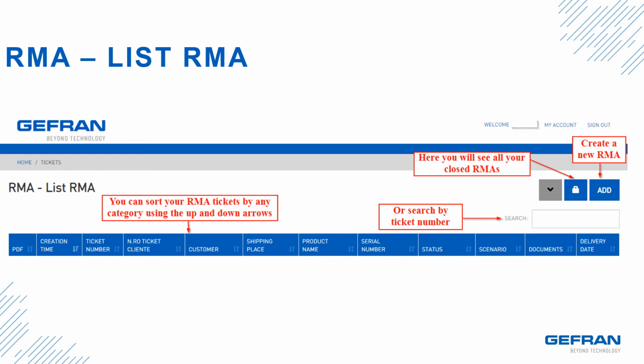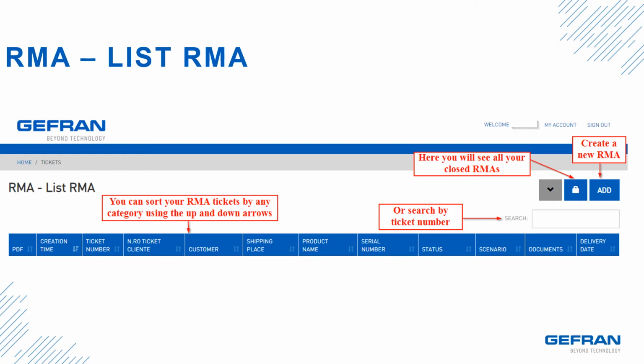Once you have clicked on the RMA button, you will be brought to the main screen of the RMA portal. Here you will find a complete list of any previously submitted RMAs. You can sort your RMA tickets by any category using the up and down arrows located in each column.